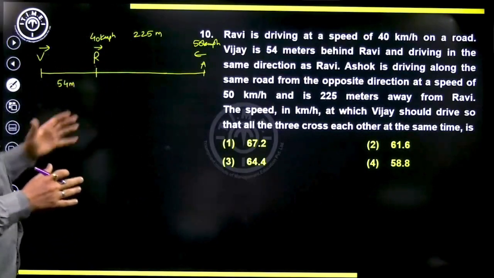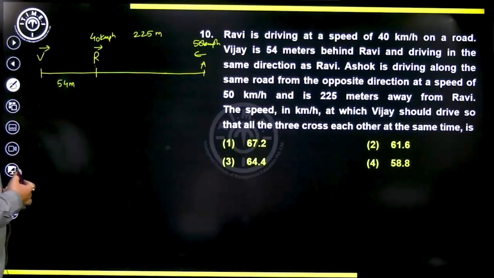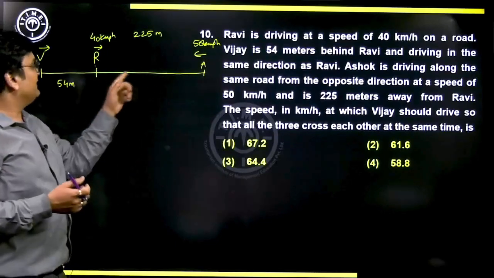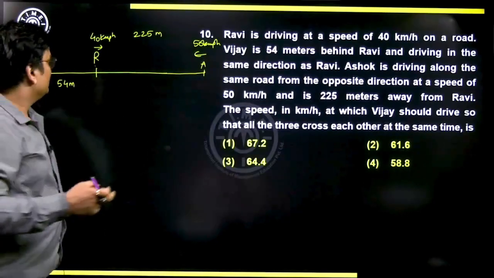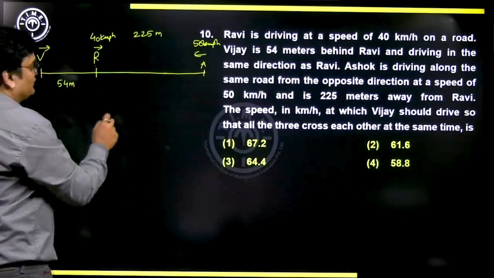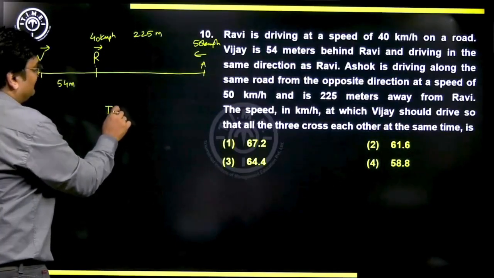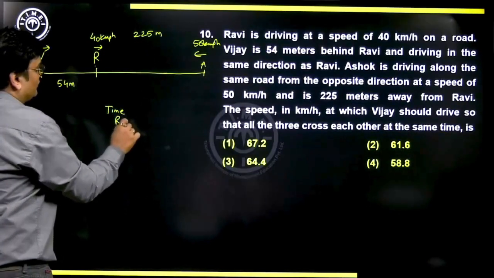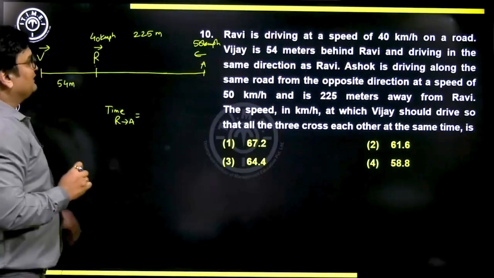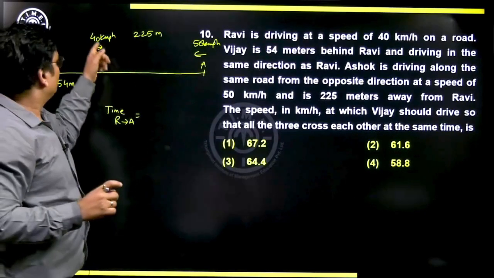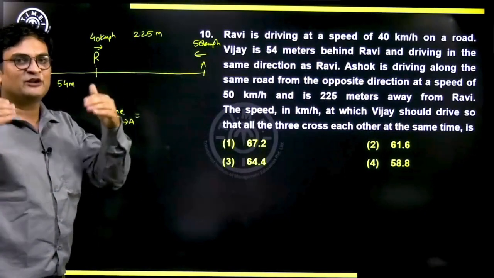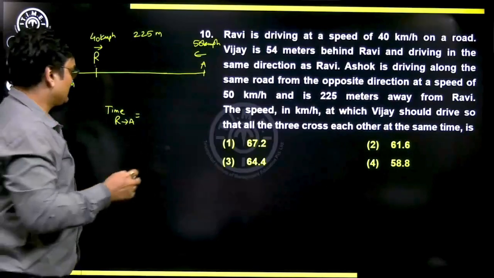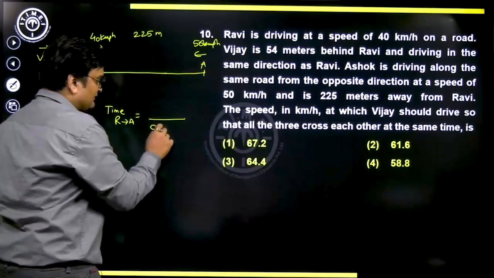Since all three have to cross each other at the same time, let's try to worry about the time when Ravi and Ashok will cross each other. So what is the time taken by Ravi and Ashok to cross each other? Time taken by Ravi and Ashok to meet, we can apply relative speed here. So speeds are 40 and 50, they are moving in opposite directions. So it will be the sum of the speeds, 90 kmph.